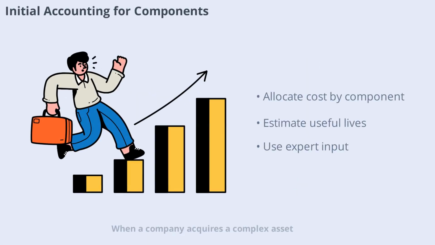When a company acquires a complex asset, it must allocate the purchase price among its significant components. This initial accounting step involves estimating the cost of each part based on its relative value and expected lifespan. Proper allocation ensures that each component is depreciated over its own useful life, rather than the life of the entire asset. This process may require input from engineers or appraisers to determine fair values for each component.